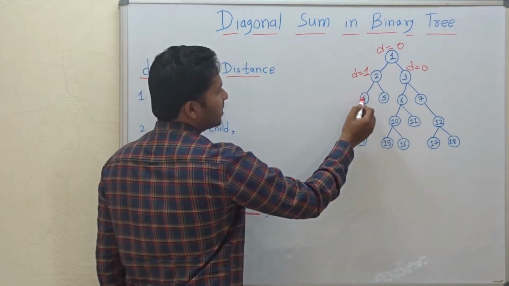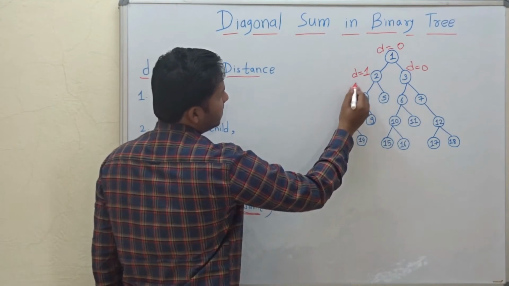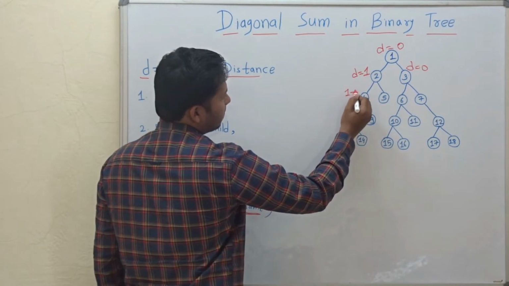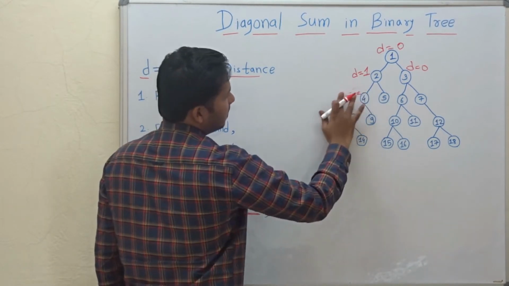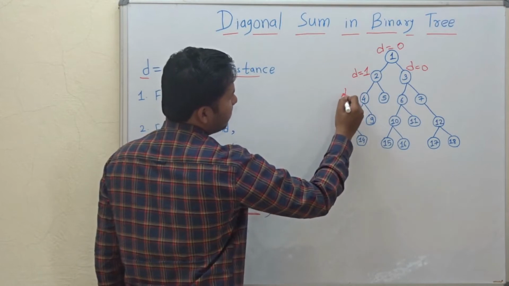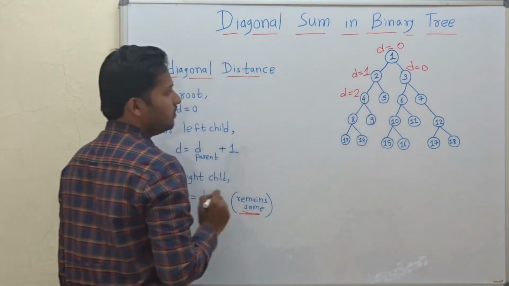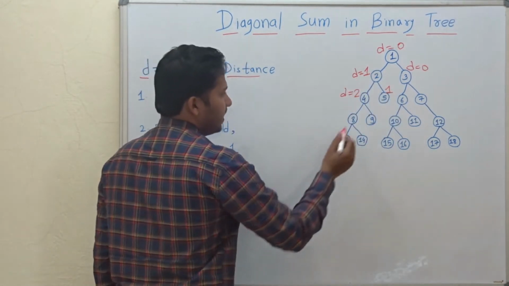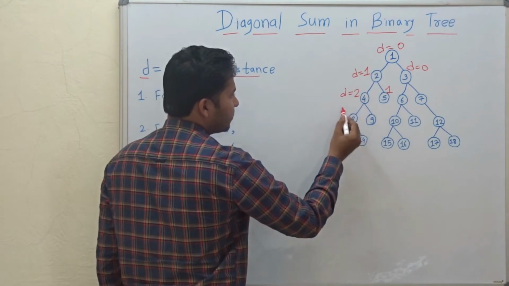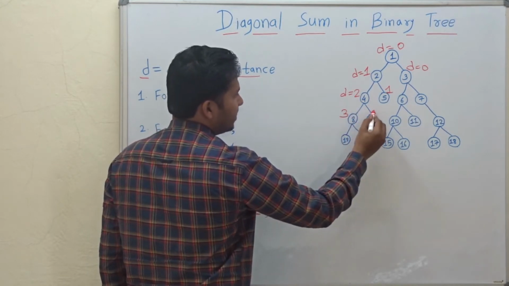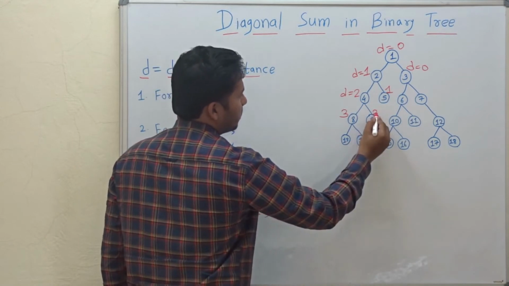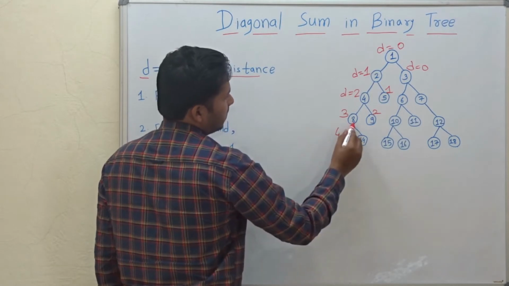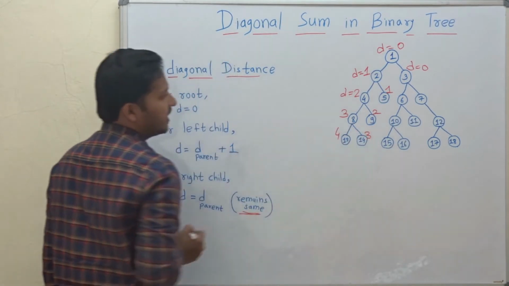So for 2 the left child is 4. So the diagonal distance of parent is 1, so 1 plus 1 is 2. So the diagonal distance will be 2. For right child it will be same as the parent. Then again for left child of 4, 2 plus 1 is 3. For right child it will be same. For left child of 8, 3 plus 1 is 4. Then for right child it will remain same.